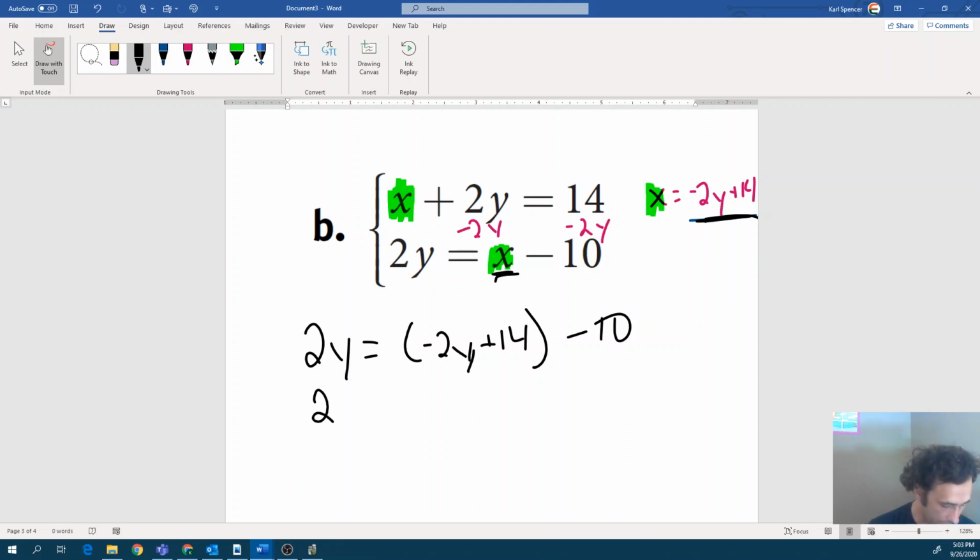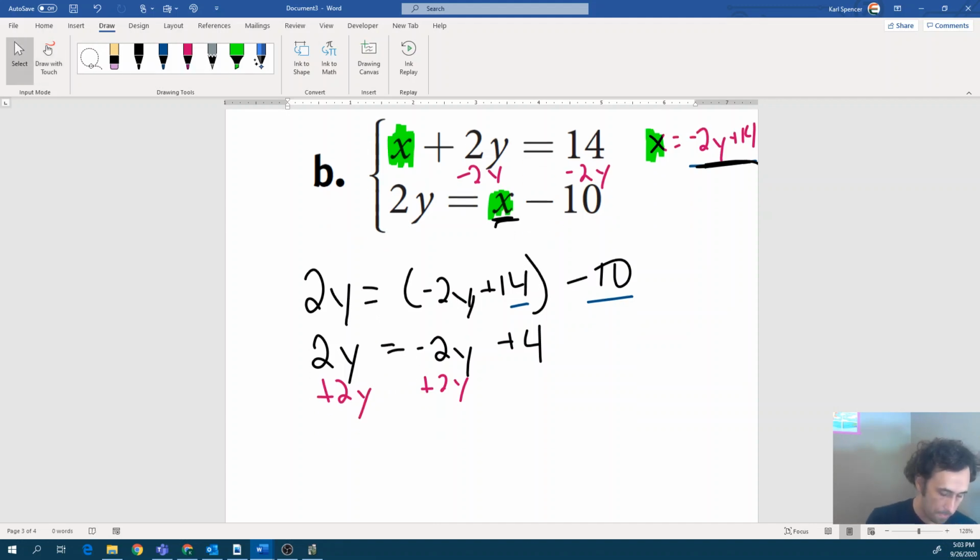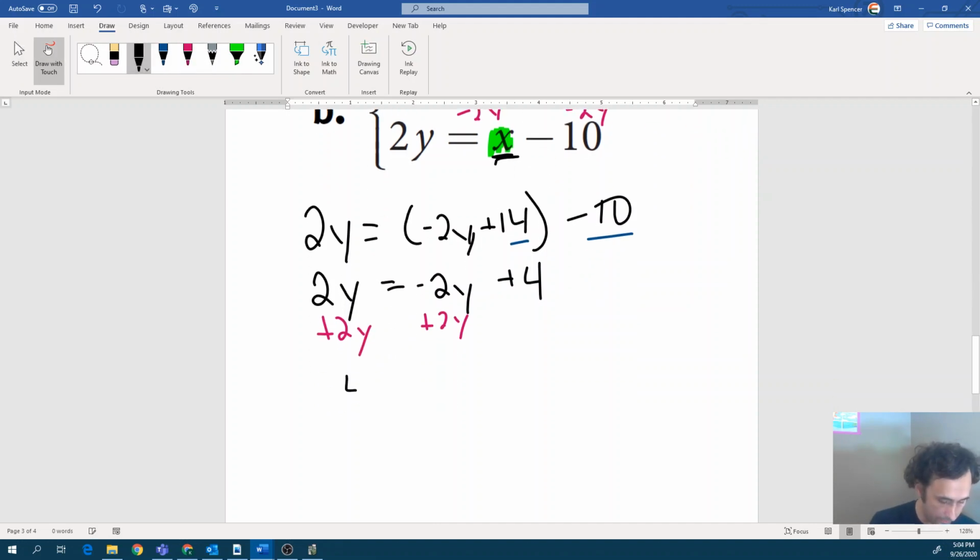Let's combine some like terms. So let's combine the 14 and the minus 10. Negative 2y plus 4. Let's continue solving for y. I'm going to add that 2y to the left side. When I do that, I get 4y equals 4. Solving for y, divided by 4, I end up with y equals 1.